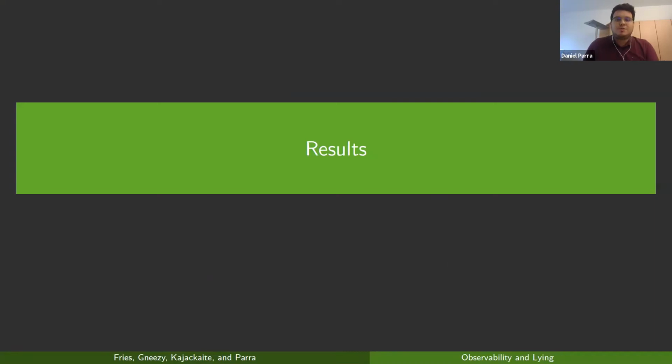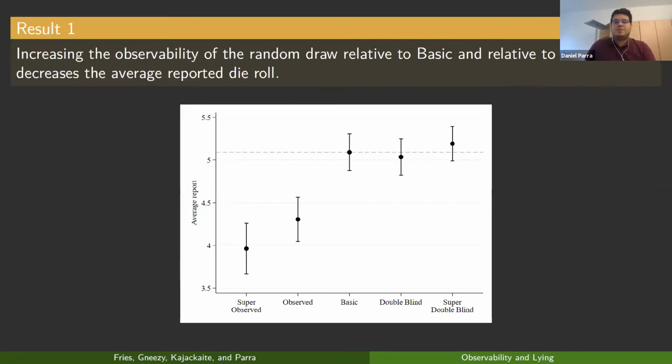So what were our results? First, average report. First, I want you to notice that there are huge average reports. These people are lying a lot in all treatments. The benchmark under truth telling should be here where I start the graph. And even these ones are lying. So even though in this treatment people are lying, this was a bit surprising to us.